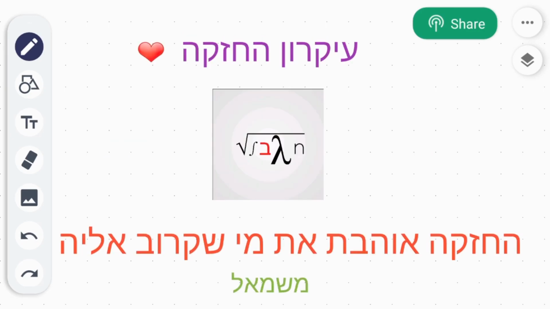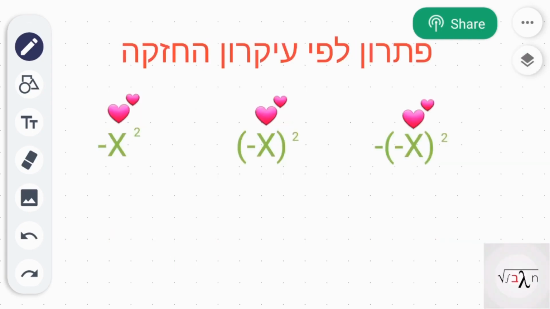The principle of the exponent is very simple. The exponent loves who's closer to it, but from the left side. What does that mean? Let's have a look at the examples I already showed you. We'll solve it using the principle of the exponent.